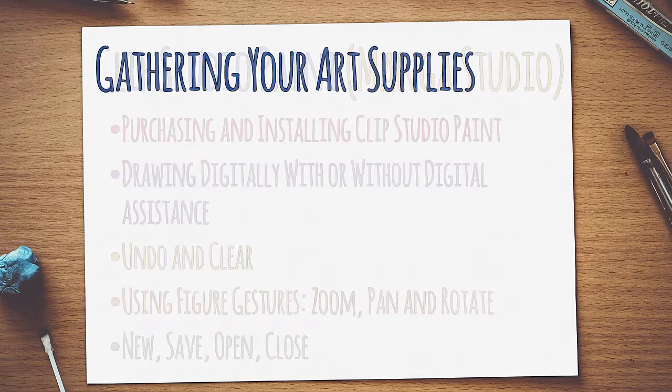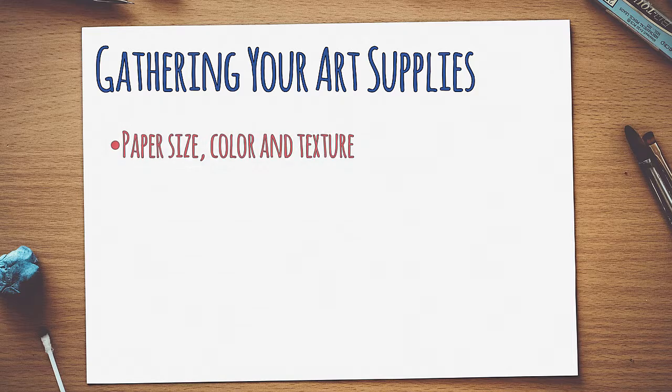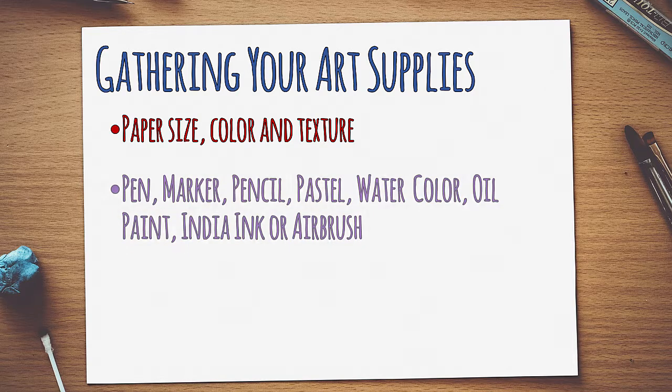Here you can draw on the tablet and basically do your work as if you were using pencil and paper. Next, we'll look at gathering your art supplies, just as if you were going to an art store, but you're using a digital tablet. We'll look at paper size, color, and texture. Now, texture is actually a pen or pencil option and not a paper option, but we'll talk about that.